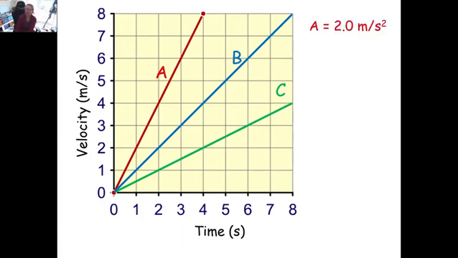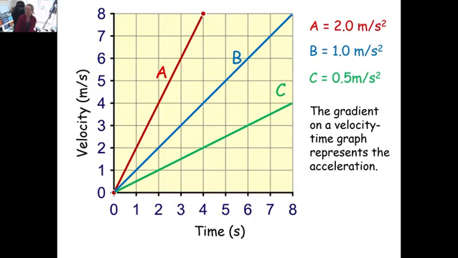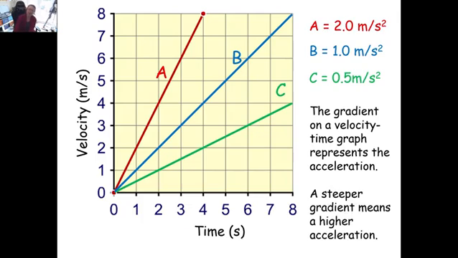You should find that object A is moving with an acceleration of 2 meters per second squared. Object B is accelerating at 1 meter per second squared, and object C is moving at 0.5 meters per second squared. So we know the gradient on a velocity time graph represents the acceleration, and this is also showing you that the steeper the gradient, the higher the acceleration.